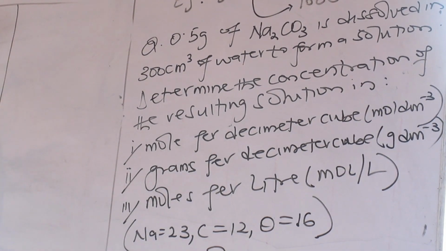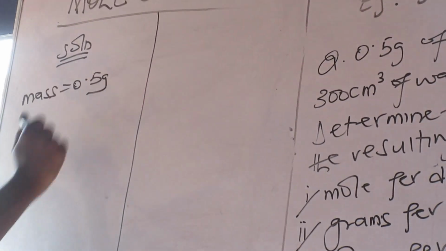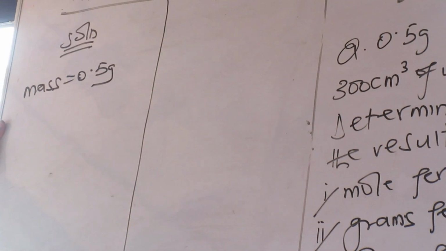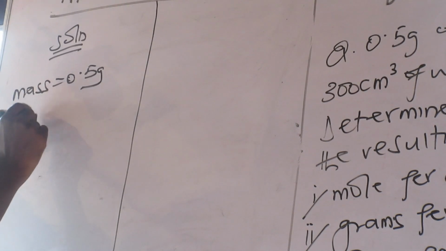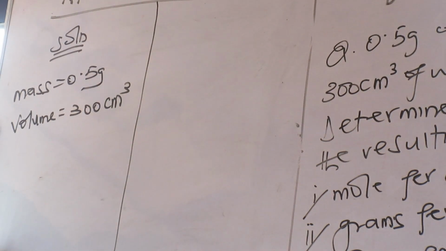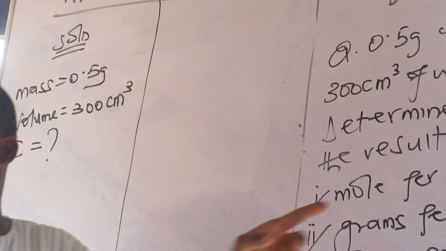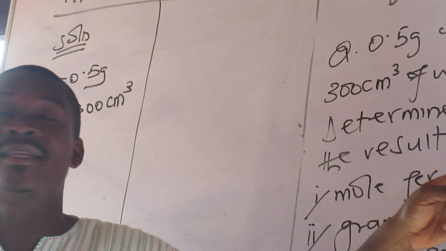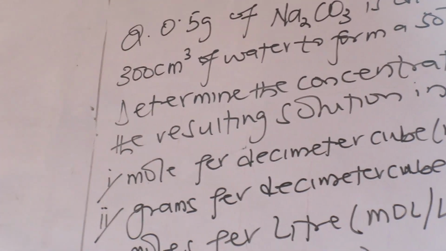So the solution to our problem here. I have the mass, 0.5 grams, and I have the volume to be 300 centimeter cube. Now determine the concentration of the resulting solution. I have to look for the concentration in moles per dm cube. The only formula which can help me to get moles per dm cube is the amount concentration formula, right?